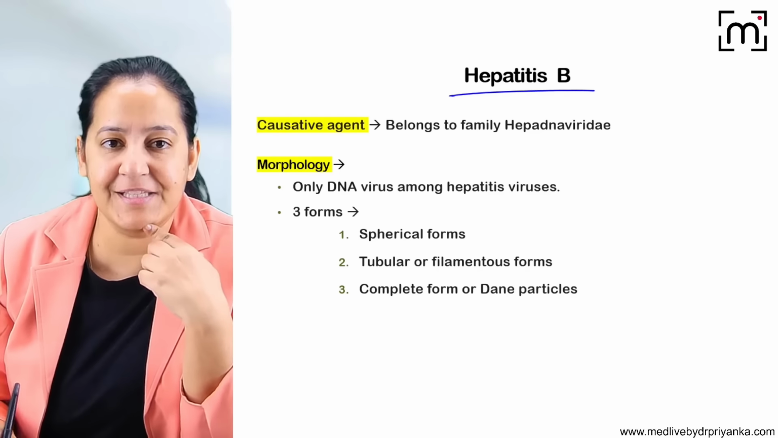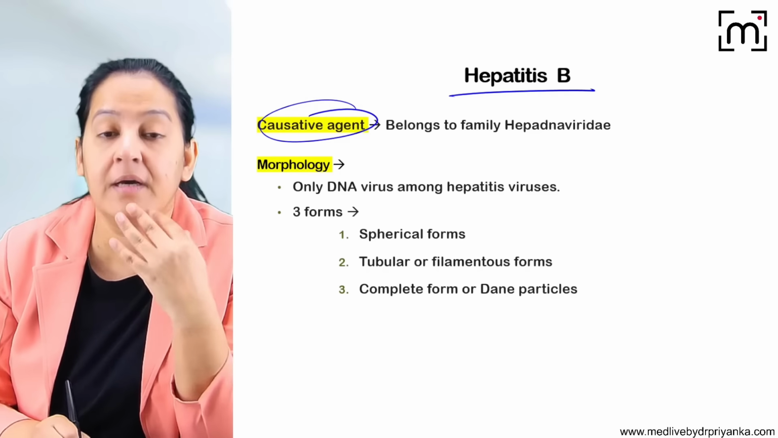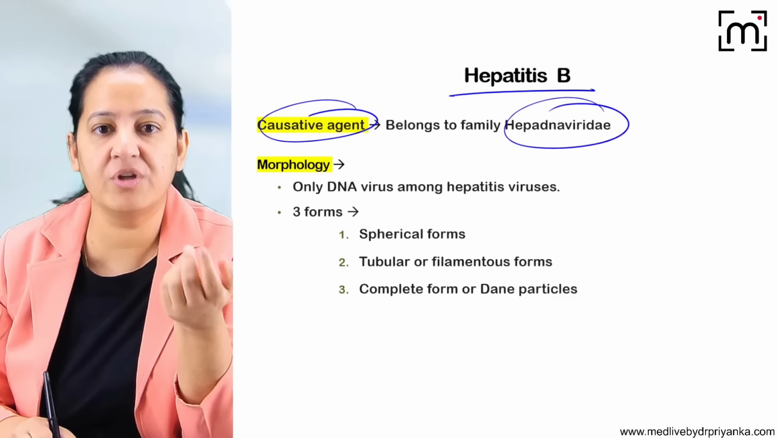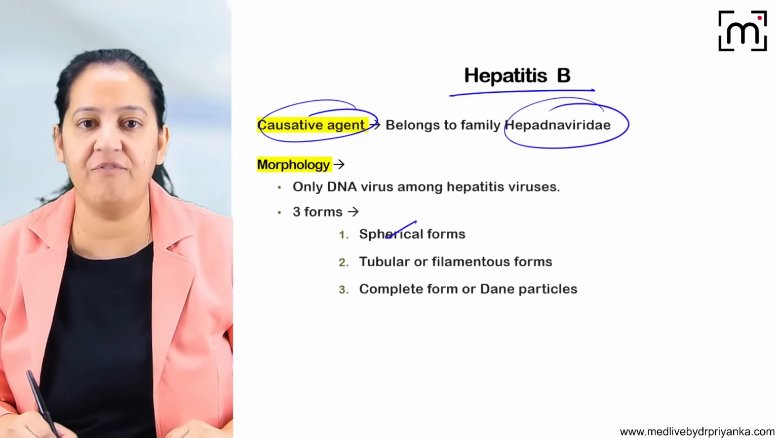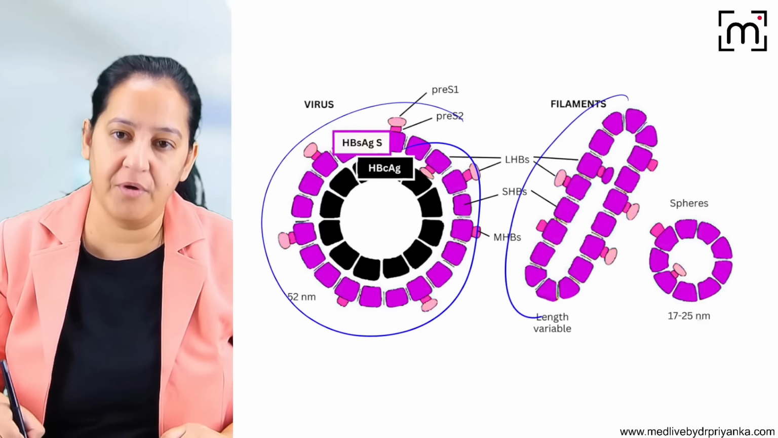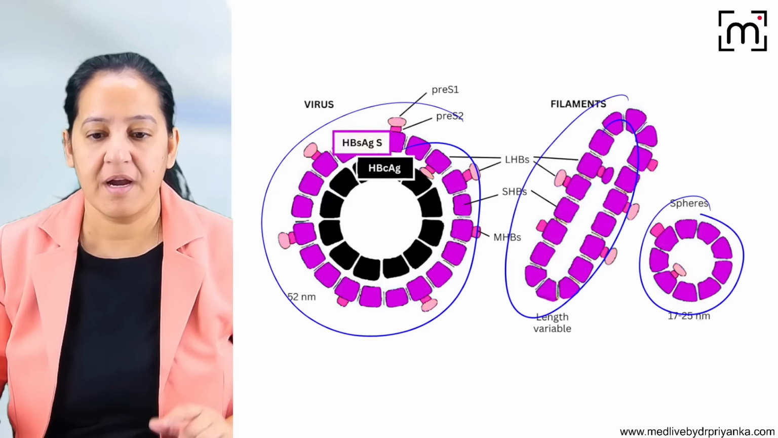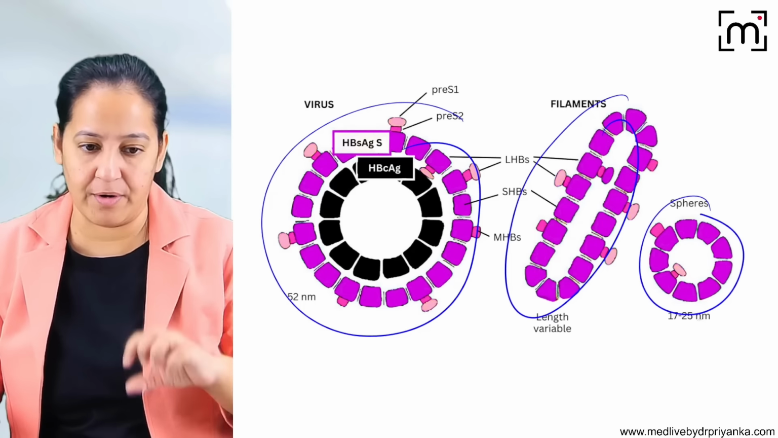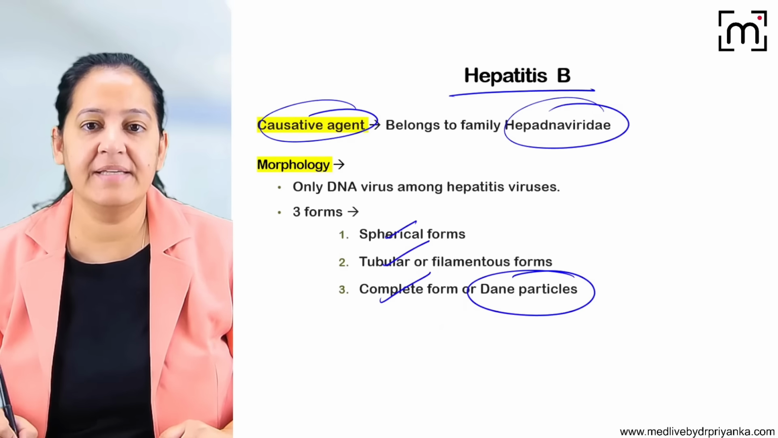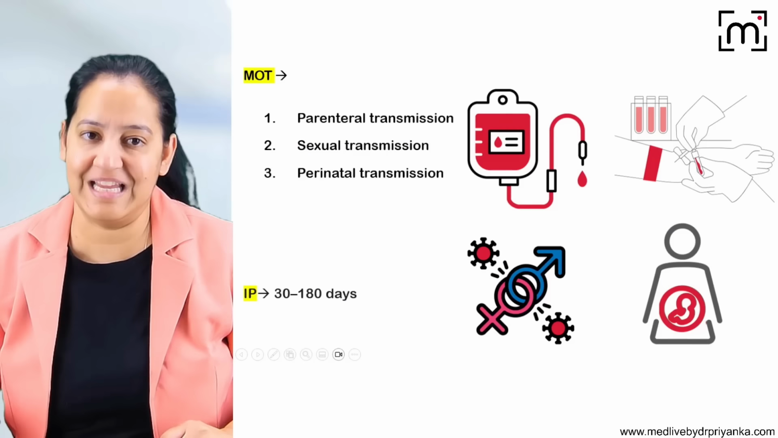Okay. Hepatitis B. Causative agent, it's a virus. It's a virus belonging to Hepadnaviridae. Okay, we have seen the family. Morphology, this virus has 3 forms: spherical form, tubular form, and complete form. So this is the spherical form, this is the tubular form, and this is the complete form. Complete form is also spherical but a little bit smaller. So learn there are 3 forms. The complete form is known as Dane particle. Dane is the name of the scientist who discovered it. So it is known as Dane particle.